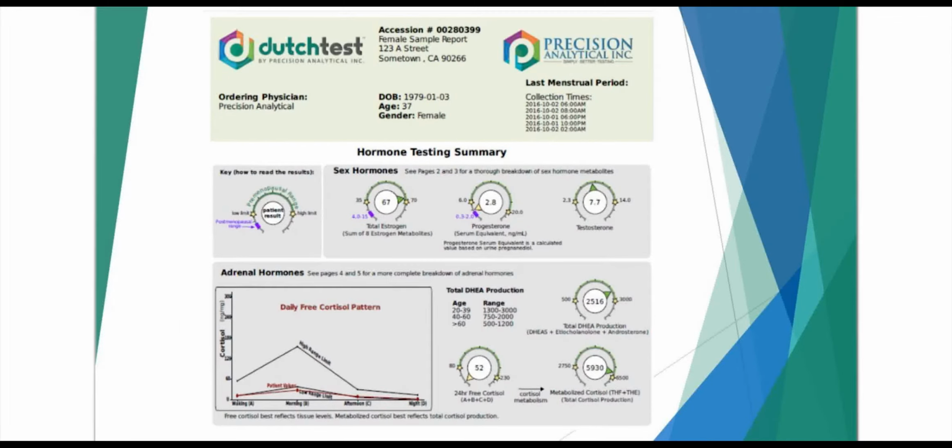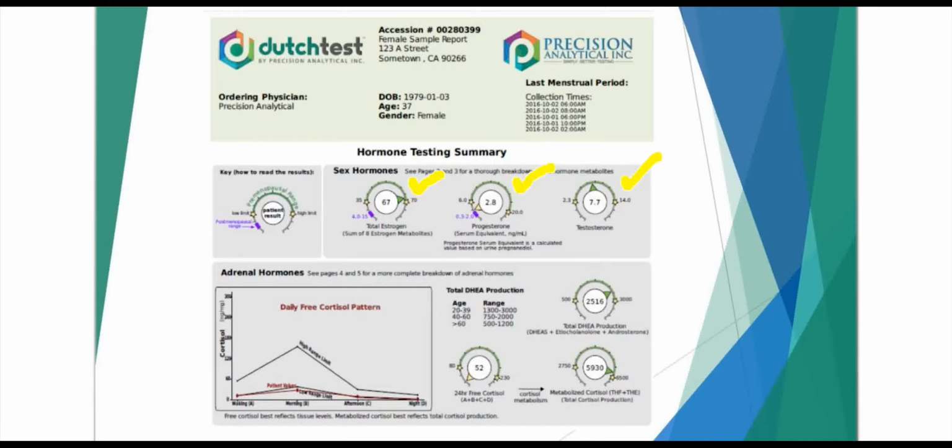So we're going to go through each page of the report and give you some information that'll help you to understand the report. We start the report off with a summary page, so we can see on the top part of the results, we can see the total for the estrogens, progesterone, and testosterone. Now, those hormones are going to have more information for you on page 2 and 3 as to the metabolites and a further breakdown of those. So we'll get to that.